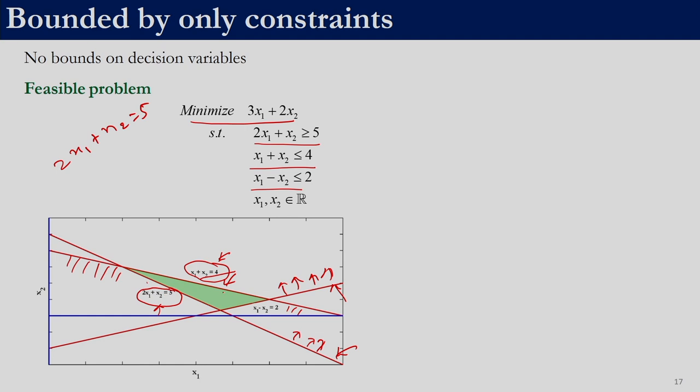So the optima has to be located in this feasible region. Here, if you see, x1 and x2 can vary from minus infinity to infinity, right? There is no explicit bound on x1 and x2. Still, the problem is a bounded problem.